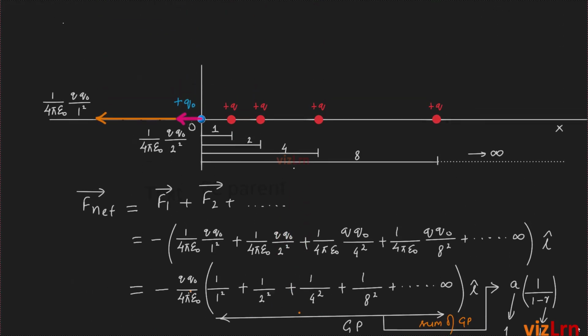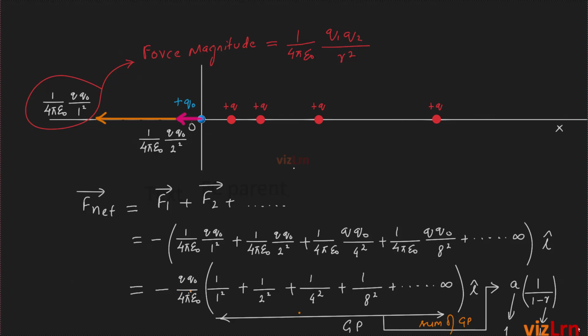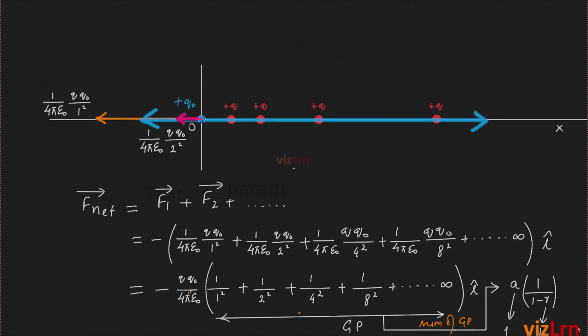Note that the aspects of Coulomb's law we have used here are, one, the force between 2 point charges, which is given by this formula, and this is the magnitude. And the other aspect is that the direction of the force between the 2 point charges is along the line joining the two charges.